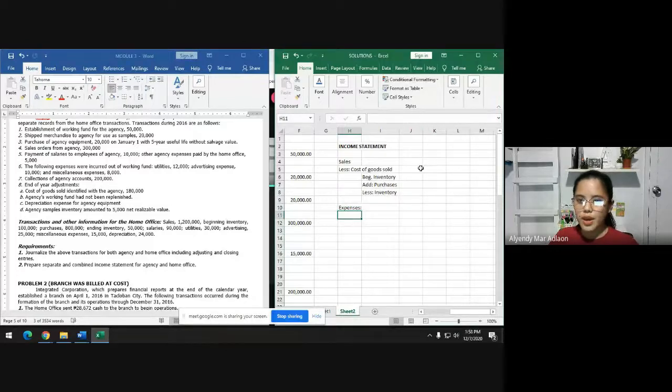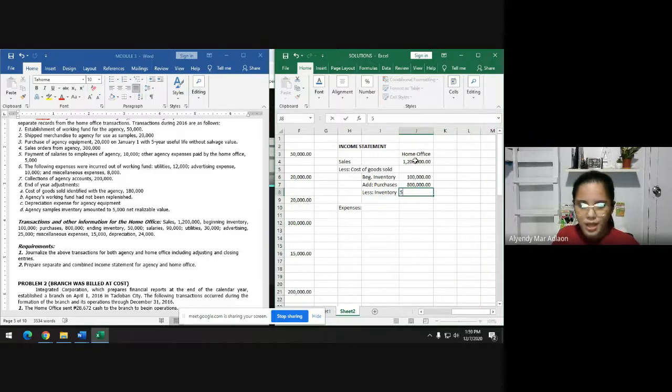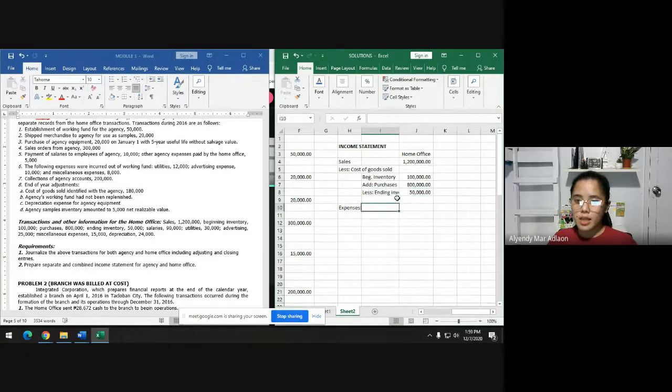So let's start first with the home office. Okay, for the home office, you have there the information, sales 1,200,000. For the cost of goods sold, you have their beginning inventory 100,000, purchases 800,000, and ending inventory 50,000 pesos. So class, by the way, on the part of the home office, they made shipments to Antonio Agency. So we also have to deduct that in their income statement.